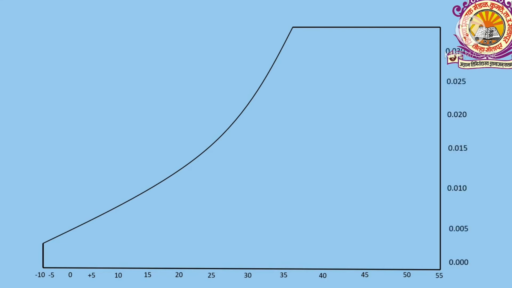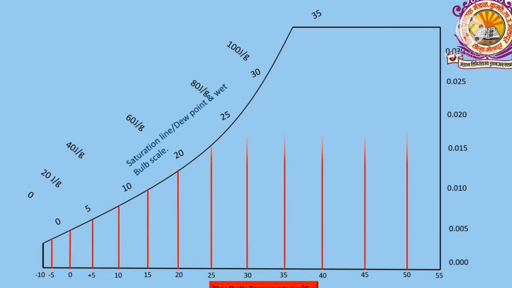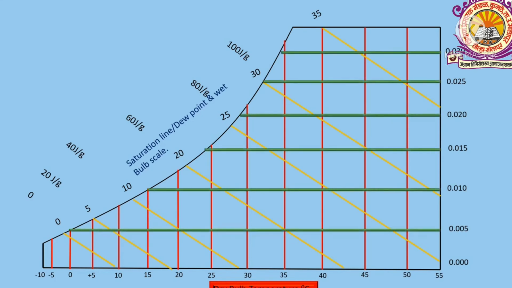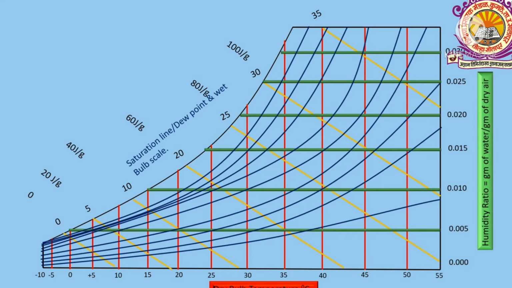A horizontal axis on which dry bulb temperature is shown, a vertical axis on which specific humidity is shown, the enthalpy scale, and the wet bulb temperature and dew point temperature on the scale on the saturation line. The saturation line gives 100% humidity. Vertical lines are constant dry bulb temperature lines. Inclined lines are constant wet bulb temperature lines. Horizontal lines are constant specific humidity lines. And curved lines are relative humidity lines.